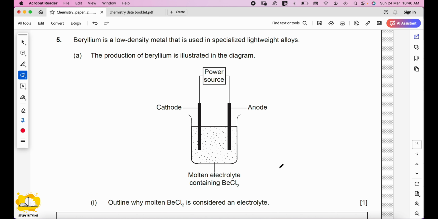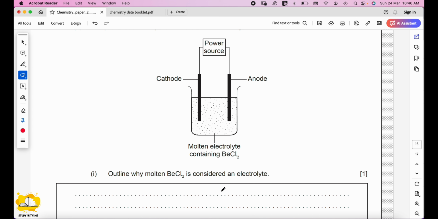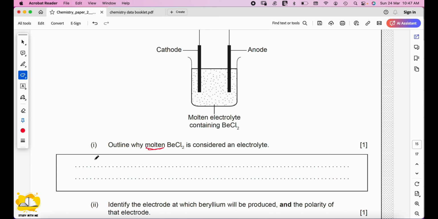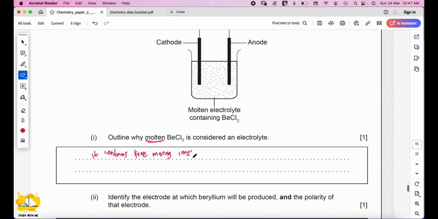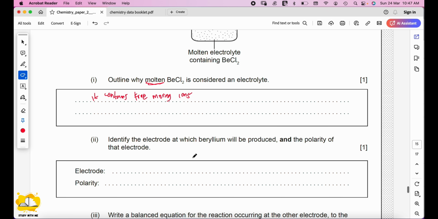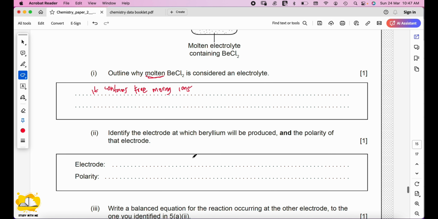Beryllium is a low-density metal that is used in specialized lightweight alloys. The production of beryllium is illustrated in the diagram. Outline why molten BeCl2 is considered an electrolyte. Molten means it contains free moving ions because it's not solid. And identify the electrode at which beryllium will be produced and the polarity of that electrode.